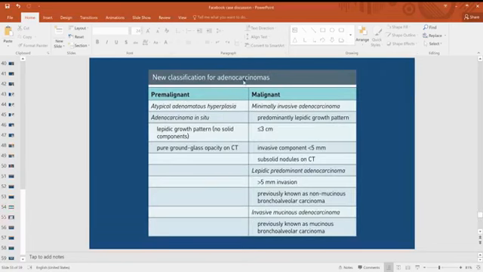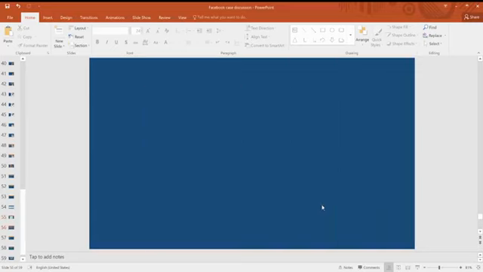We have a new classification for adenocarcinoma. We have a pre-malignant type, atypical adenomatous hyperplasia, and we have adenocarcinoma in situ, and then the malignant adenocarcinomas. We have minimally invasive adenocarcinoma, lepidic predominant adenocarcinoma with more than 5 millimeters of invasion, and invasive mucinous adenocarcinoma, previously known as bronchoalveolar carcinoma.